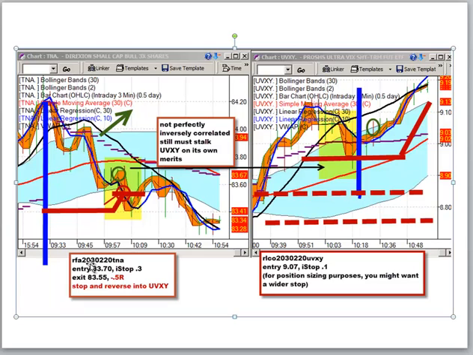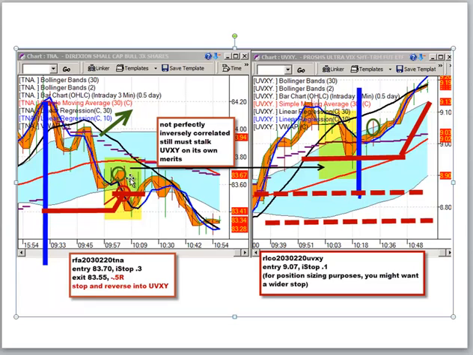RFA, that's ready, fire, aim. And we're looking at 2013-0220, so that's February 20th, year 2013 in TNA. Our entry in the green circle here is at 83.70, and we're playing a 30-cent stop down here at 83.40, right in here.